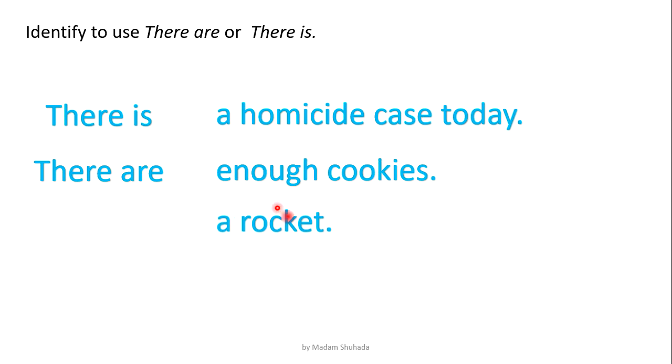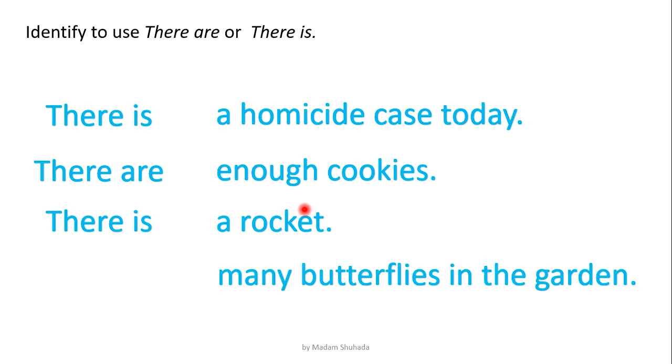Next, a rocket. Yes, good. So we are going to use there is a rocket. The last one, many butterflies in the garden. Good job. Yes, the answer is there are because of the butterflies. Many butterflies, so it becomes plural. So we use are. There are many butterflies in the garden.